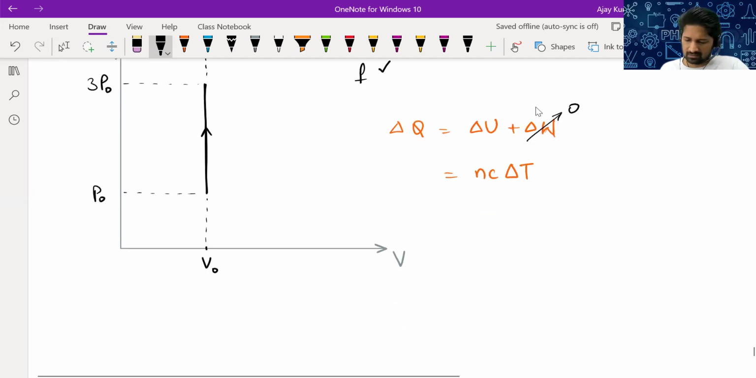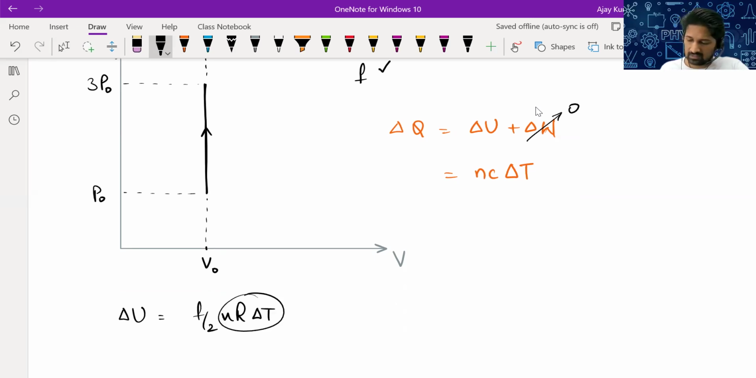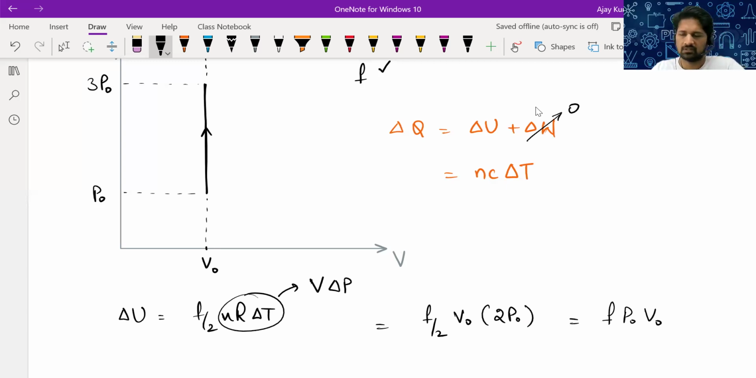And for internal energy, we have a general formula: f by 2 nR delta T. And in an isochoric process, nR delta T changes to V delta P. So if temperature had been given, you could have used nR delta T directly. But the graph is in terms of pressure and volume, so we use V delta P. Simple. So f by 2 times what is the volume at which it is carried out? V naught. And what's the pressure change? P naught to 3P naught, so the change in pressure is 2P naught. The twos cancel. The answer is f P naught V naught. That is the change in internal energy. Same will be the heat supplied.